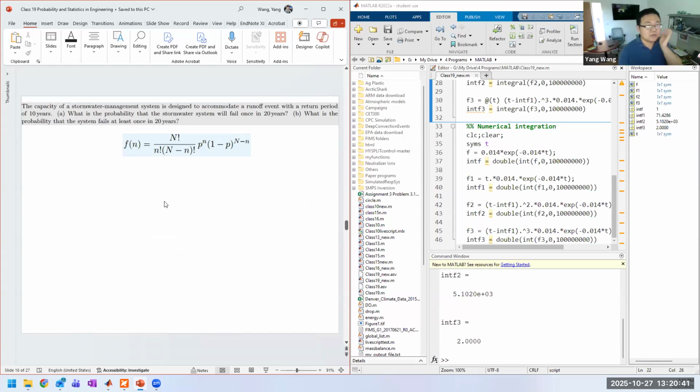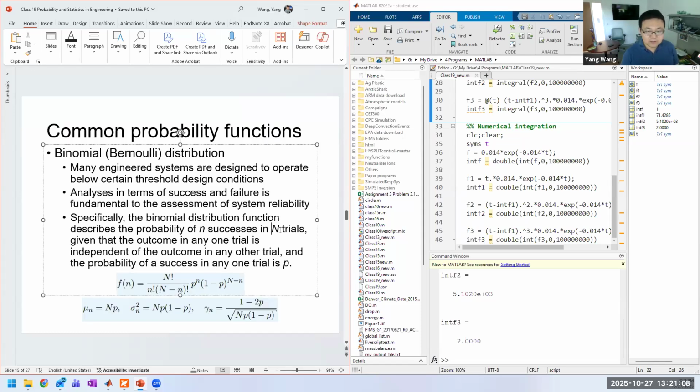So this is an example. The capacity of a stormwater management system is designed to accommodate a runoff event with a return period of 10 years. A return period of 10 years means that the exceedance probability is 1 over 10, which is 0.1. It's going to fail on an annual basis. There is a 10% failing rate. What is the probability that the stormwater system will fail once in 20 years? If you think about the definition here, in 20 trials, 20 years, it failed for 1 year.